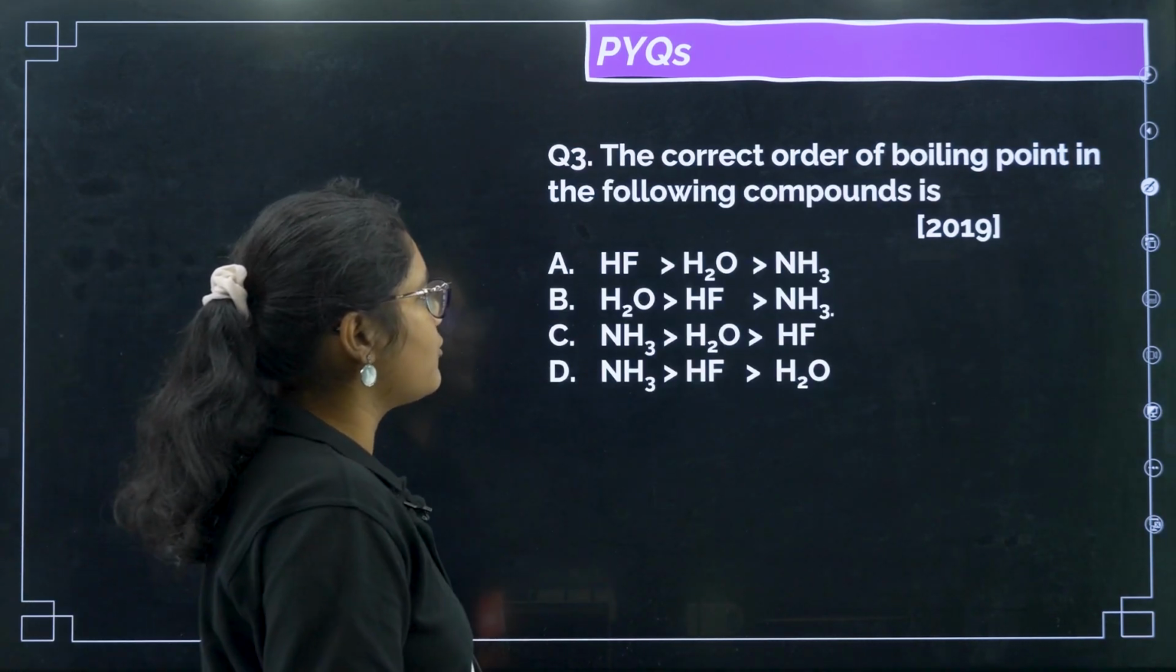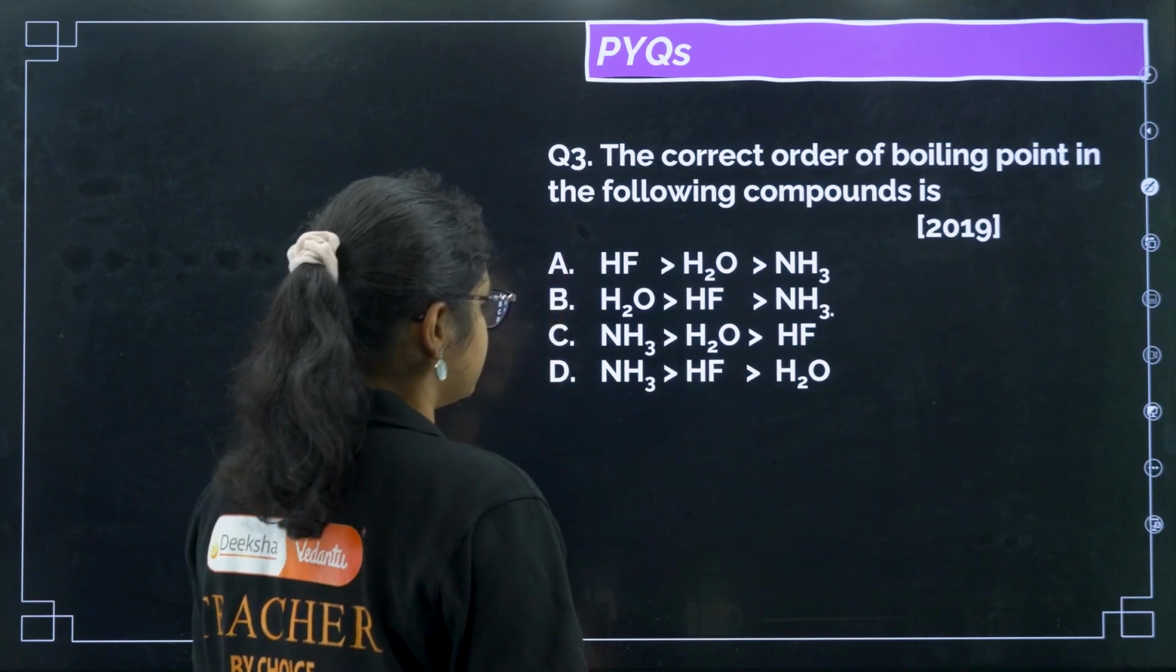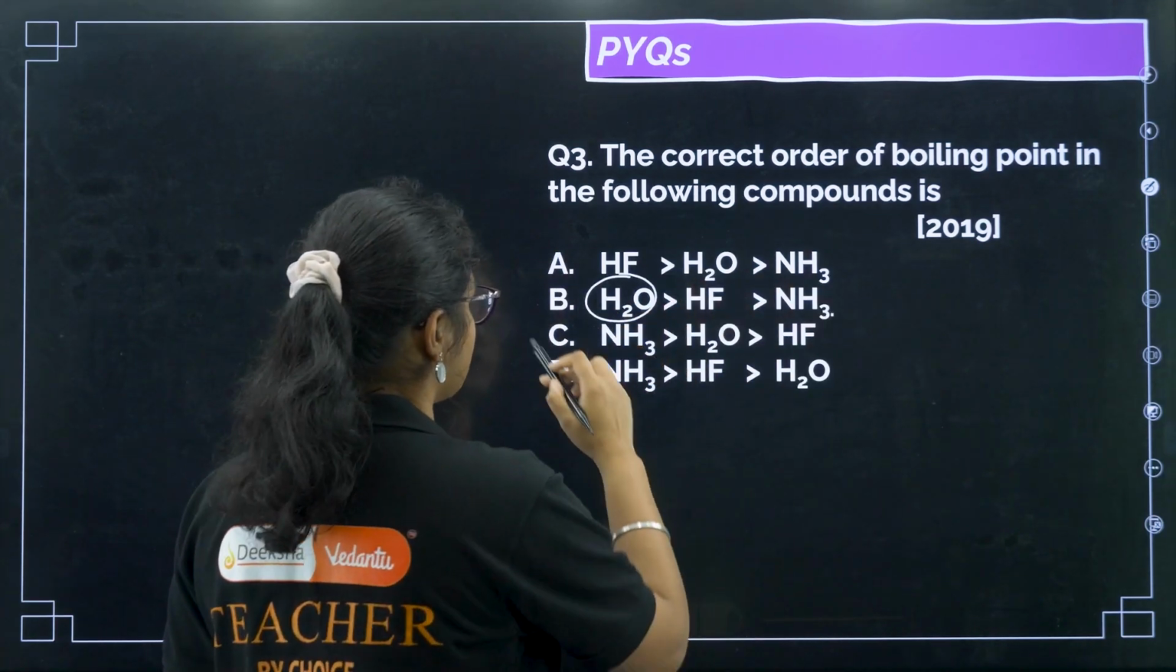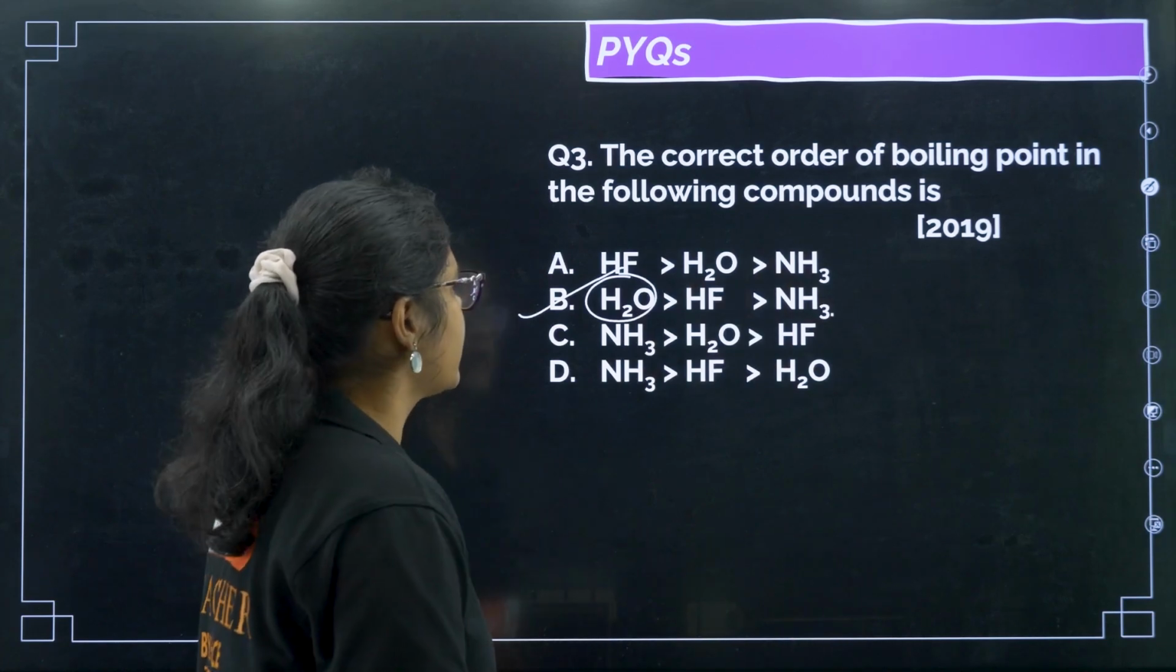Next, the correct order of boiling point in the following compounds is. Because of hydrogen bonding, H2O has the highest boiling point. So option number B.